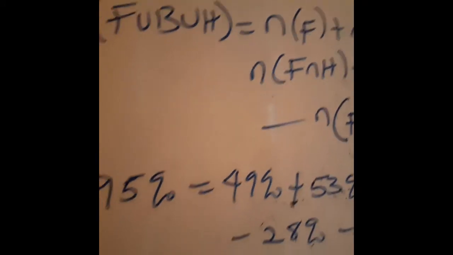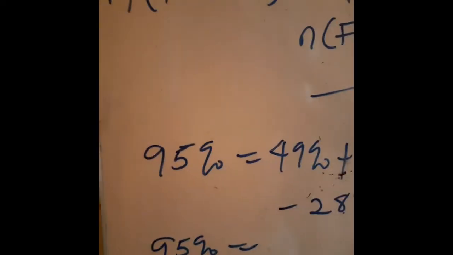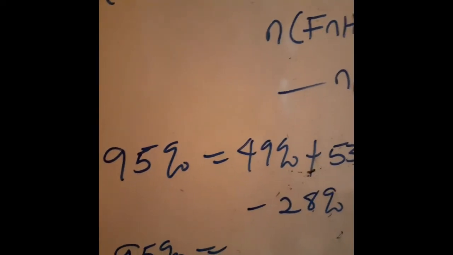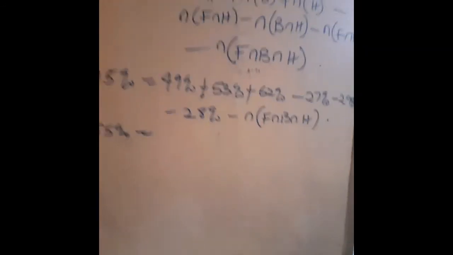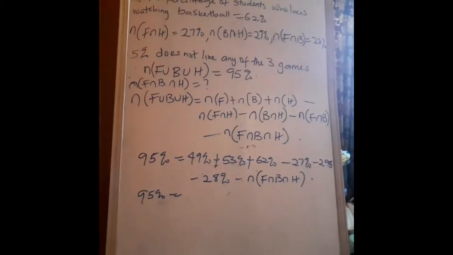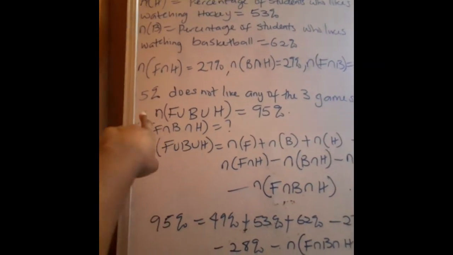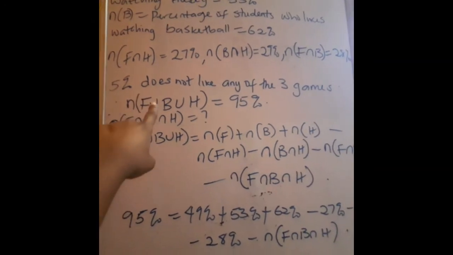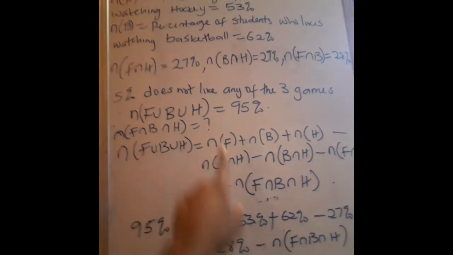Minus N intersection B intersection H that we don't know. So 95% equals, we'll add this together, I will minus this from it. We'll add all this. Look at what is on the board. I hope you understand. We are looking for this, which is this one. We have this, the number of F union B union H.